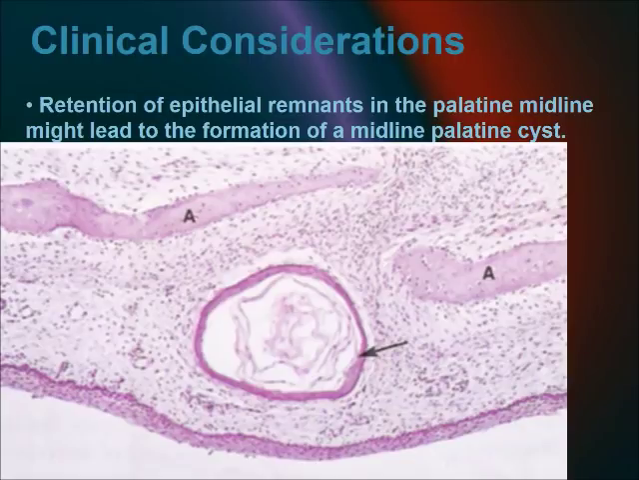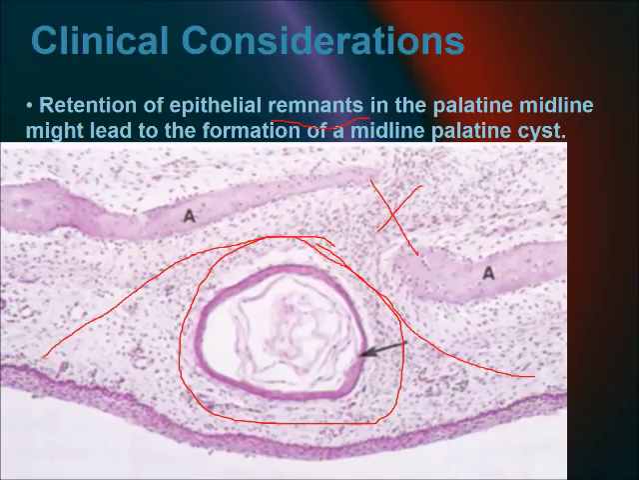Here is an example of the epithelial remnants when they are activated in the midline. They lead to what we call the midline palatine cyst. We have to remove this cyst surgically.